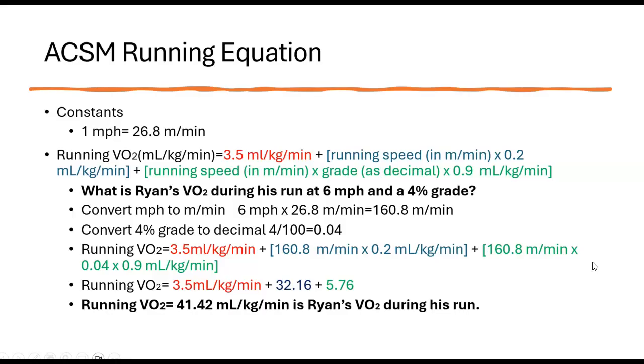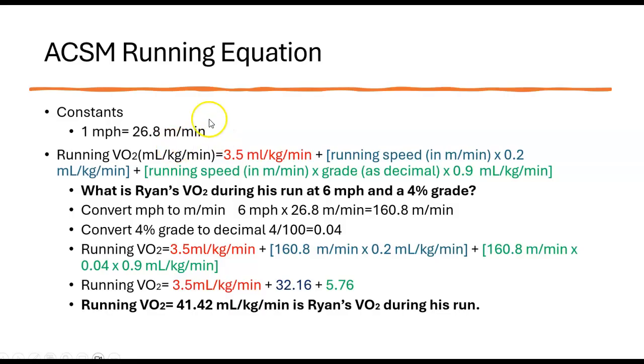Here's the running equation. The running equation is almost nearly identical. Some of the given constants are a change of 0.2 and 0.9. So you are going to do this exactly the same way as we just did with the walking equation. The equation is different, right? But it still has three parts: the red part, the blue part, and the green part.